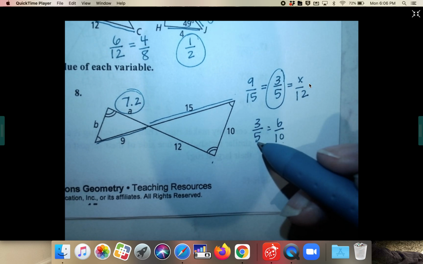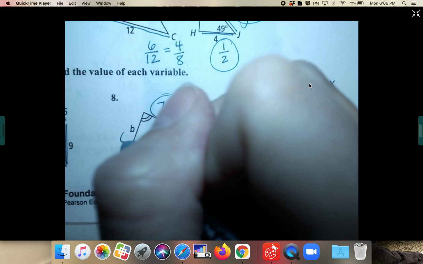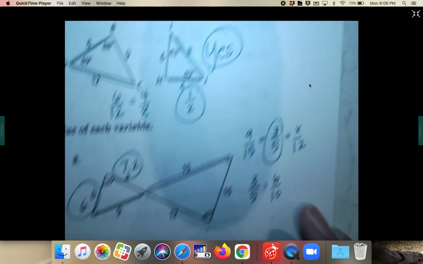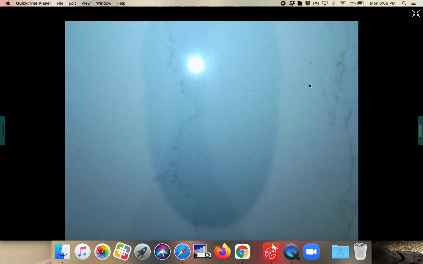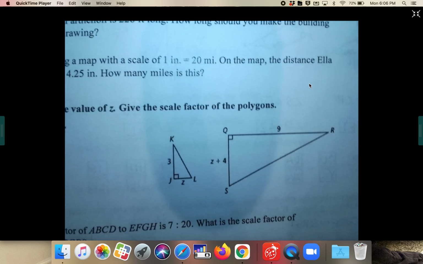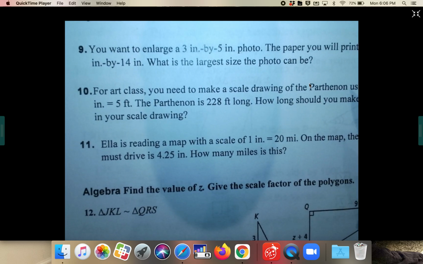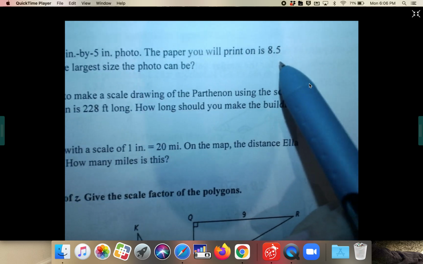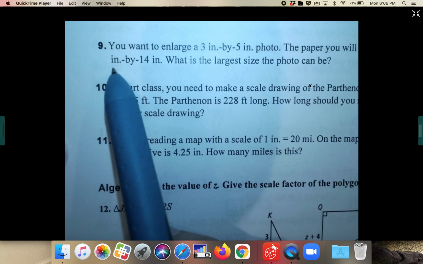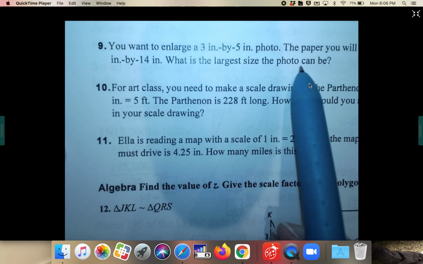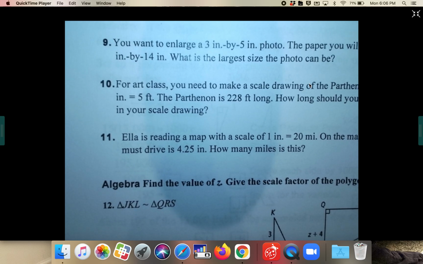30 divided by 5 is 6. Okay, let's turn the page and try just a few more. Number 9, you want to enlarge a 3 by 5 inch photo. The paper you will print on is 8.5 inches by 14 inches. What is the largest the photo can be?